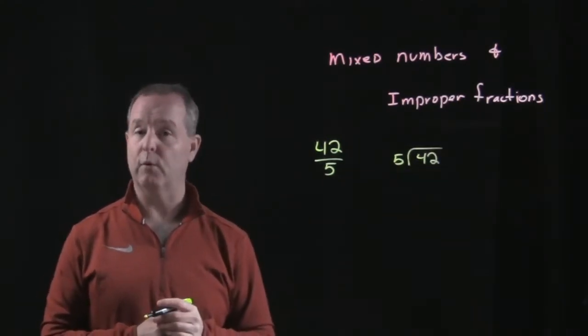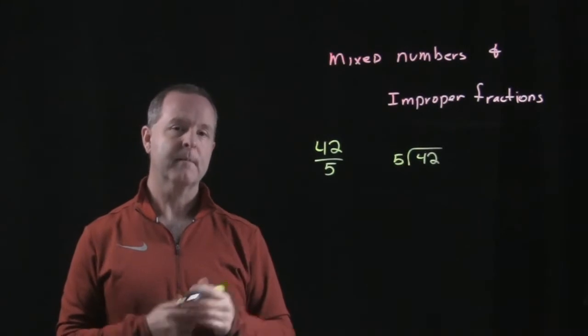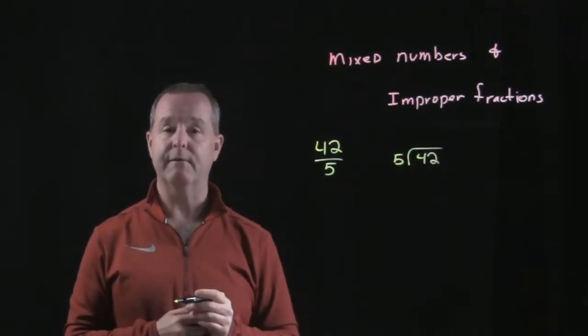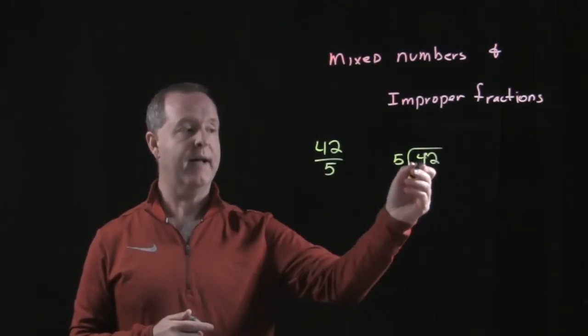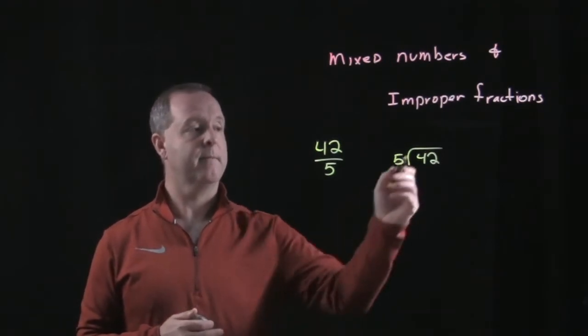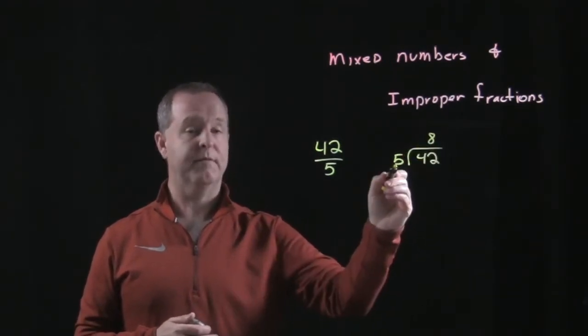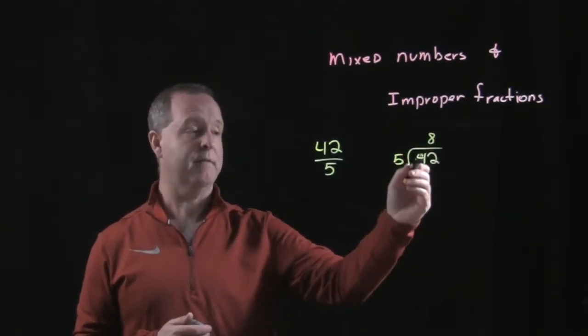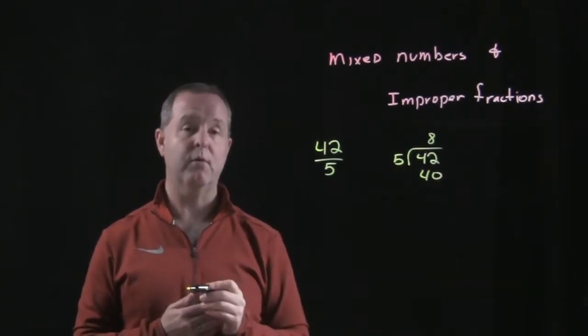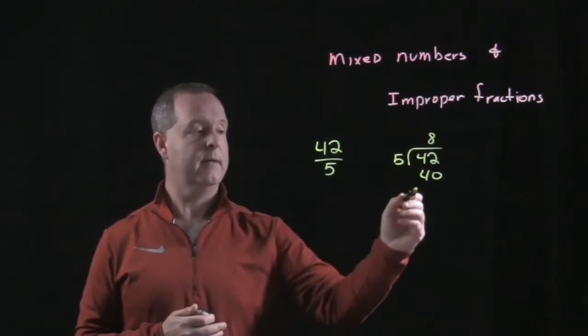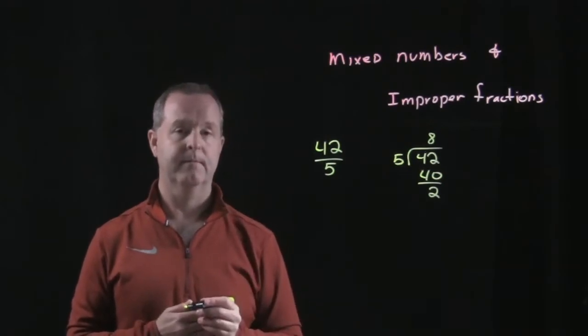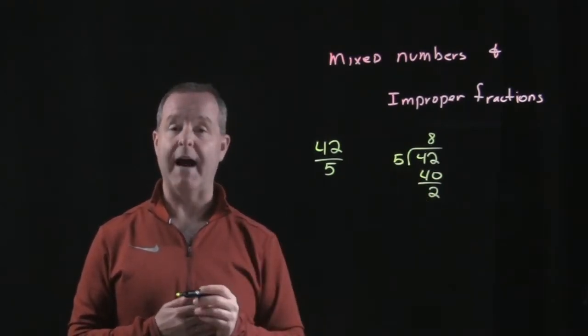5 divides into 42. How many times does 5 divide into 42? Well, I know it divides into at least 8 times. 8 times 5, so I can take 8 chunks of 5 out, which is 40. How many are left? Now I have 2 left. Do I have enough to take another 5 out?